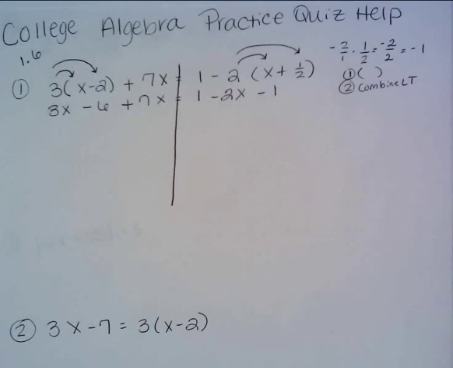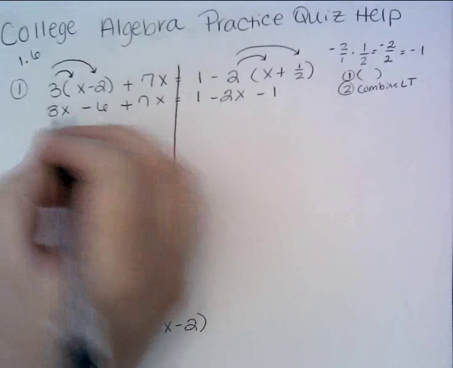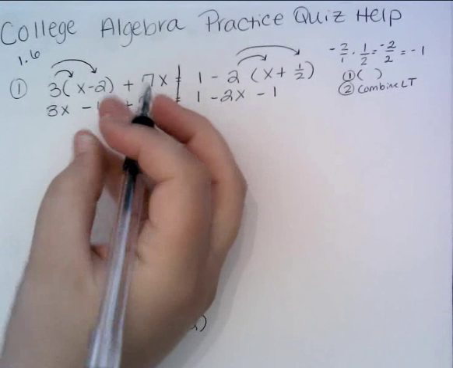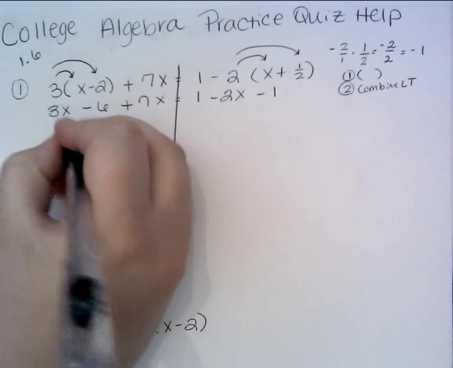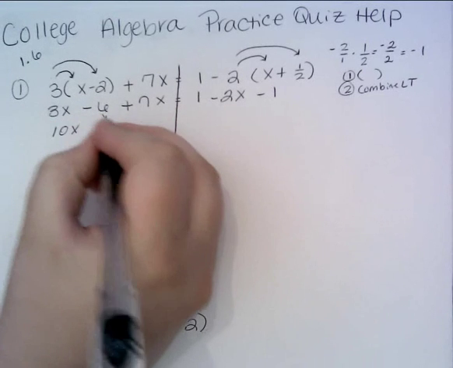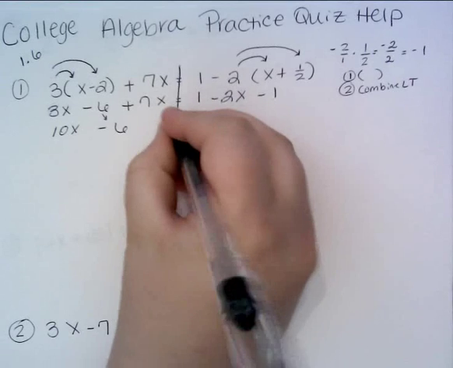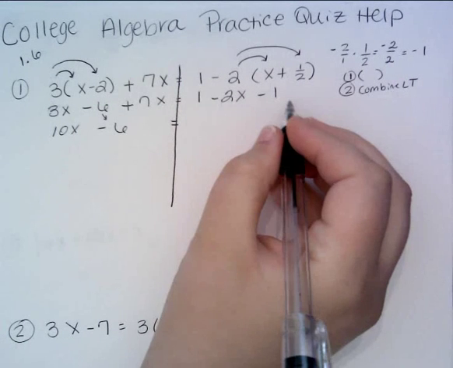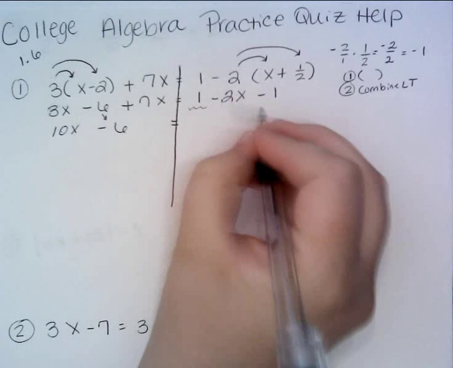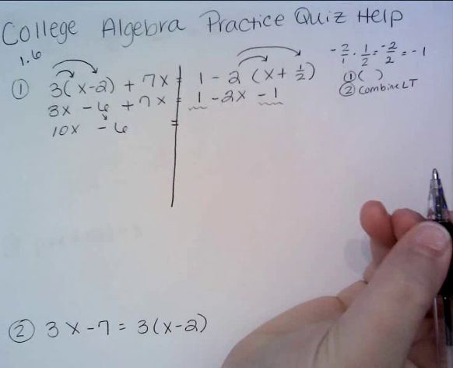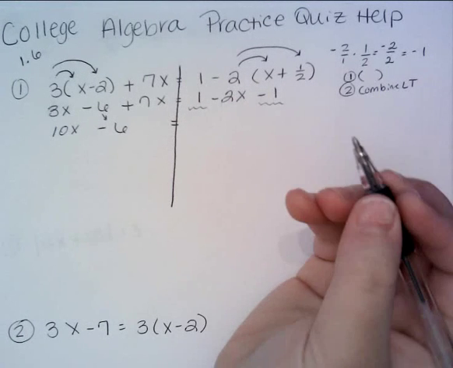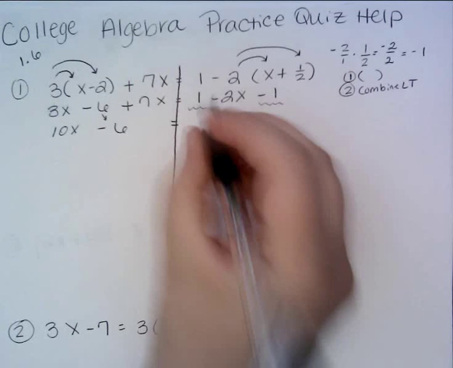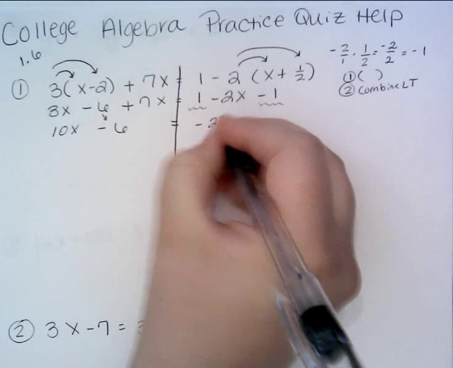Okay, so combine your like terms. 3x plus 7x is 10x. And then you bring down that negative 6. Then combine your like terms over here. Well, my like terms are a positive 1 and a negative 1. Well, when you combine those two terms together, you get 0. So that means we're just left with a negative 2x over here.